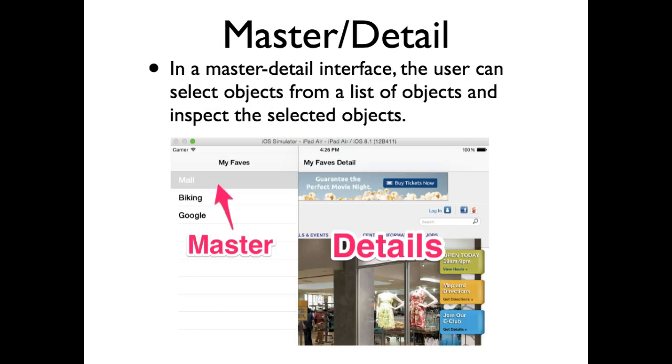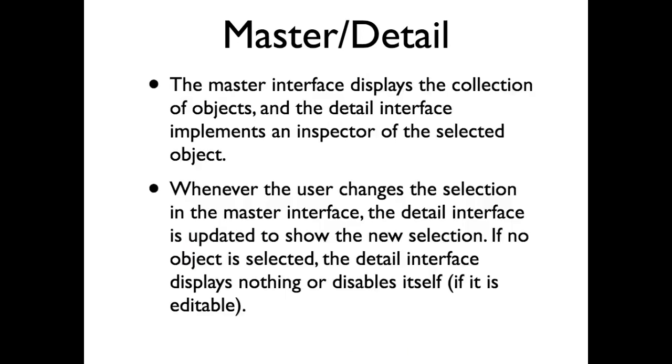So the example we're going to do tonight looks like this on an iPad anyway. You'll notice on the left is the docked detail, or the master, and you tap on the mall, and then it shows the mall on the right. You tap on biking, it shows a Rockford bike shop on the right. Google shows a Google website on the right in detail. So a user can select objects from a list of objects and inspect those selected objects.